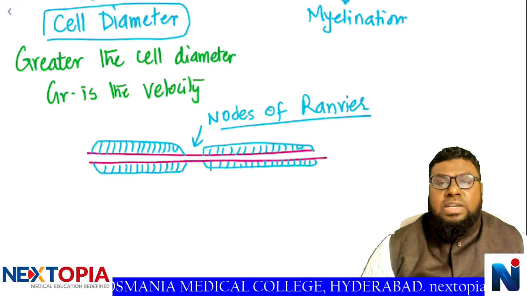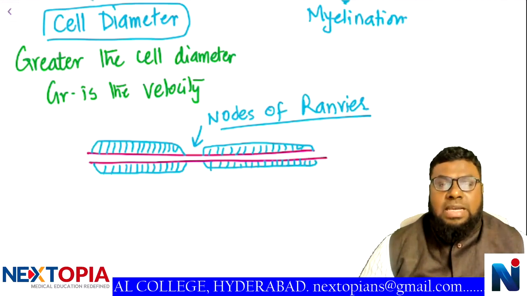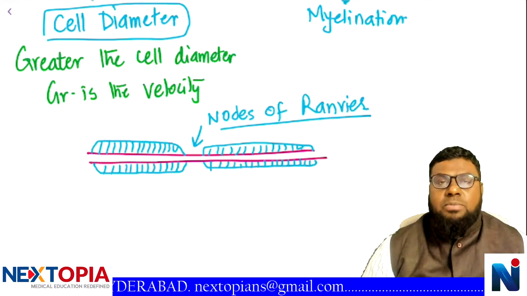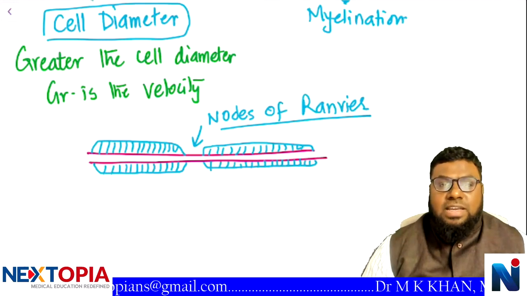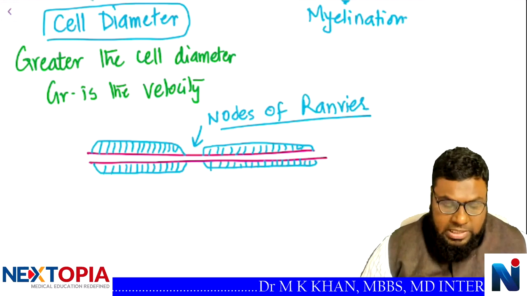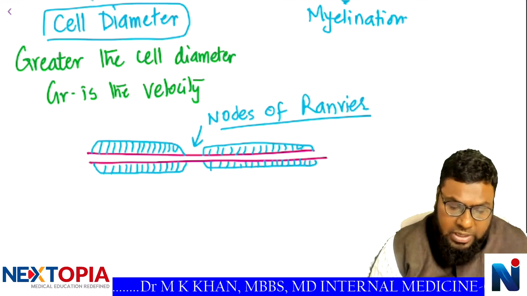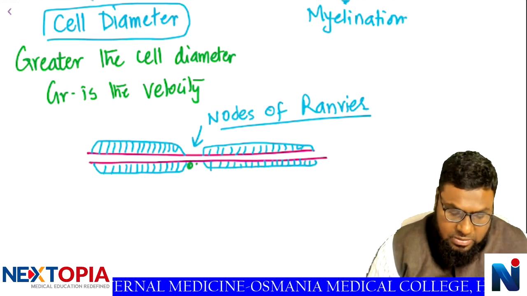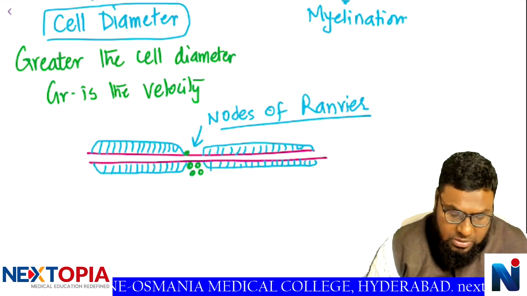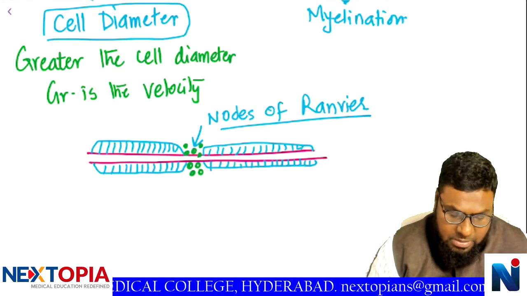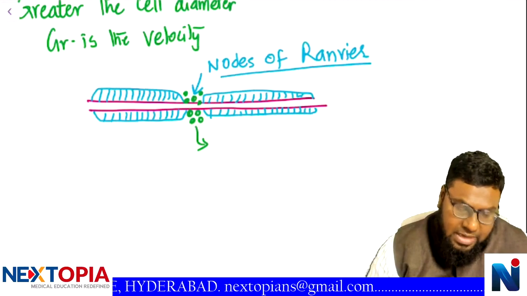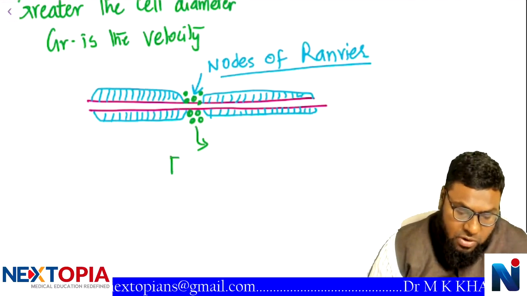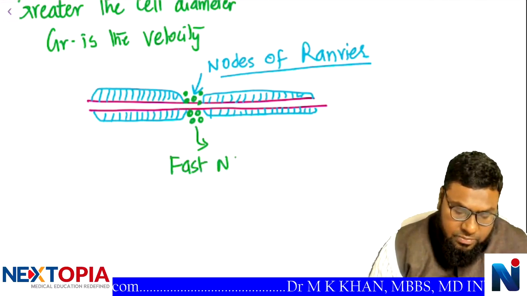To understand this, we need to understand what the normal function of the myelin sheath is. So the myelin sheath is interrupted at certain points. You are calling them nodes of Ranvier, where the important point is there is a cluster of sodium channels. So here a lot of fast moving sodium channels are present. These nodes of Ranvier are gaps of the myelin sheath. They have got fast sodium channels.